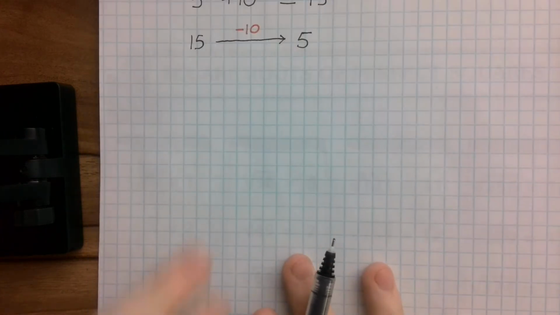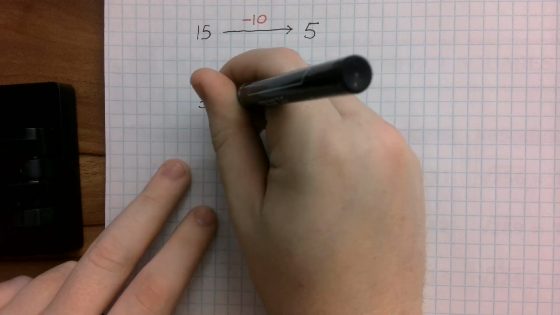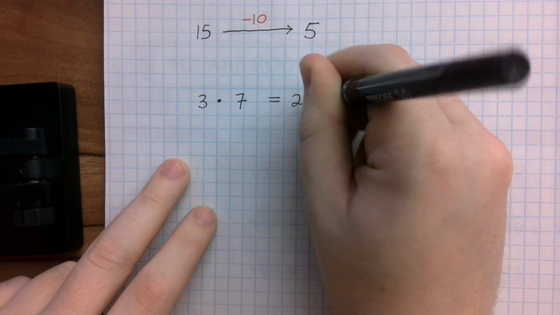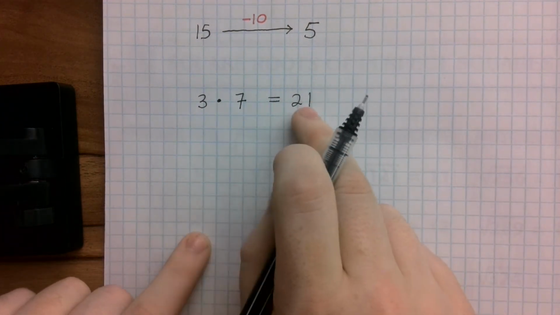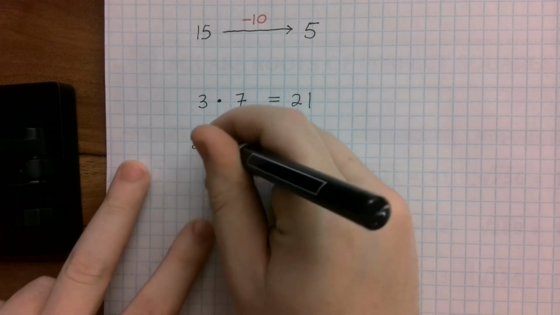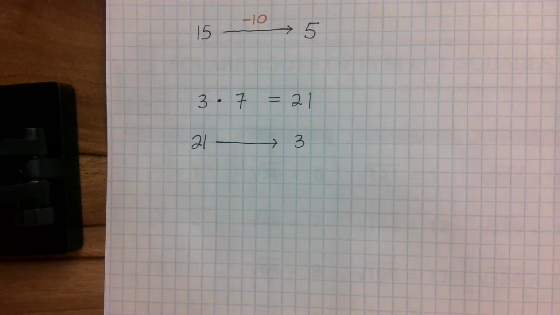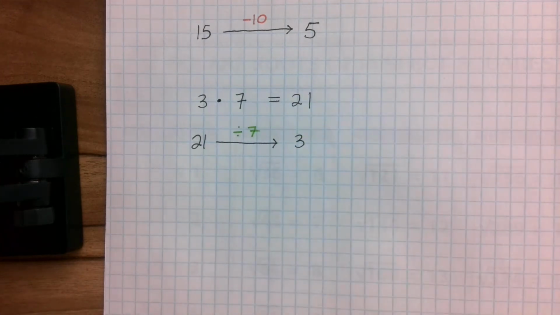Let's do another one real quick. If I had 3 times 7, that equals 21. If I wanted to start from 21 and get back to 3, what would I need to do? Well, you may have noticed this one as well. I would need to divide 21 by 7 to get back to 3.